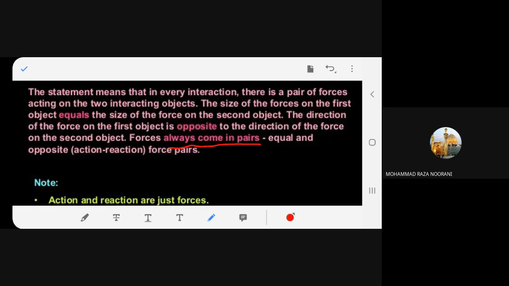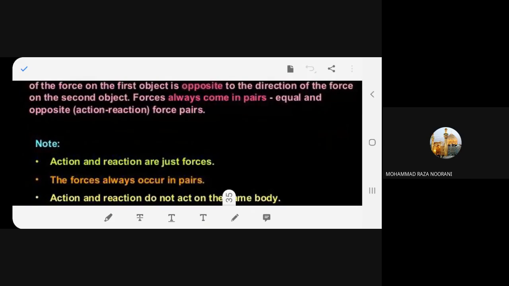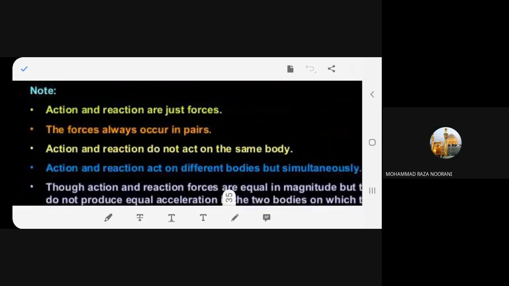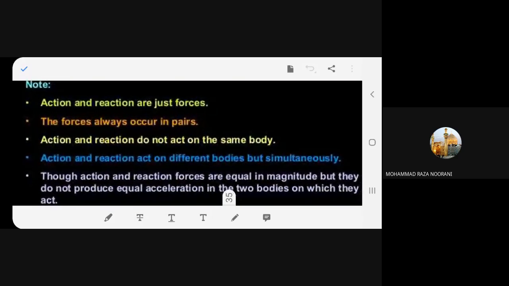The same thing has been repeated in a different way. The wordings are different, but if you have understood the earlier slide, then this is very easy. What do you say? Did you find any difficulty in understanding? No, ma'am, understood. Now, what are the tips that you have to learn?